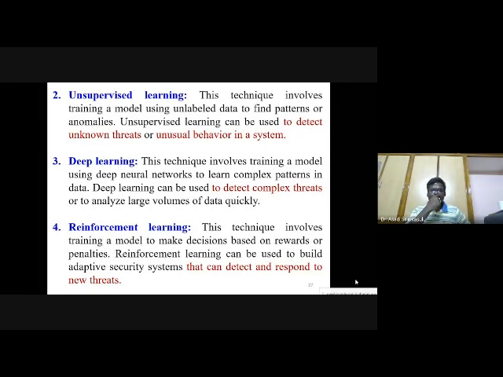So we are developing reinforcement learning models to make decisions based on rewards or penalties. By using this reinforcement learning, even in robot applications, we are using the reinforcement learning concept. So that can be used to build adaptive security systems that can detect and respond to new threats. If any new threats are presented, we are using reinforcement learning algorithms.